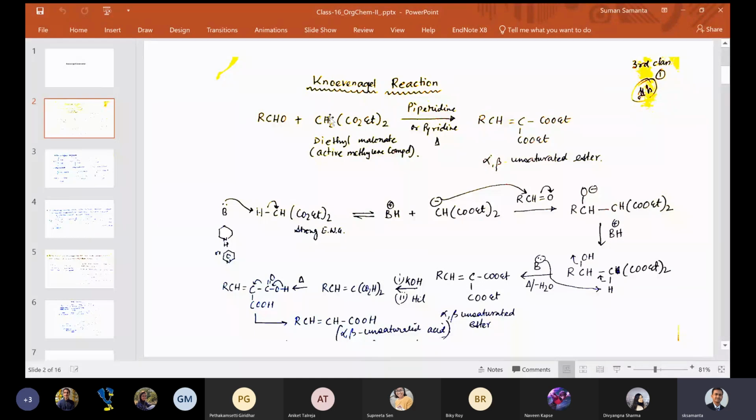So see, there was CH3 and COOEt, the protons were acidic. Because of this 2 COOEt, these protons would be much more acidic, right? And that is why you need a little bit milder base. Okay, so this kind of pyridine or piperidine, they can abstract this proton very easily to form a negative charge and BH plus. This negative charge, as you can see, is highly resonance stabilized with this 2 COOEt.